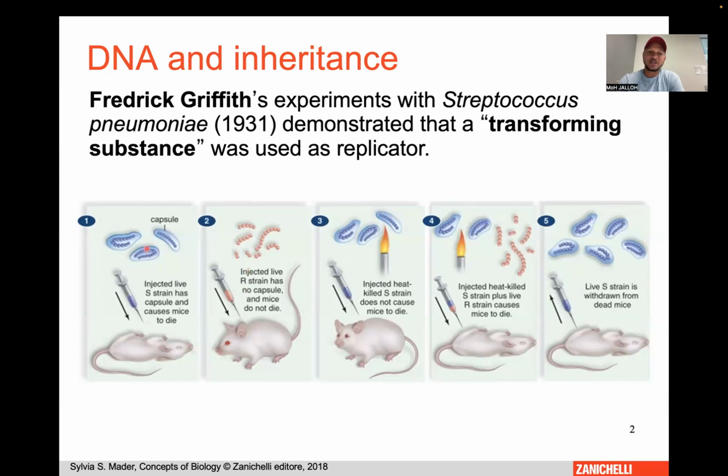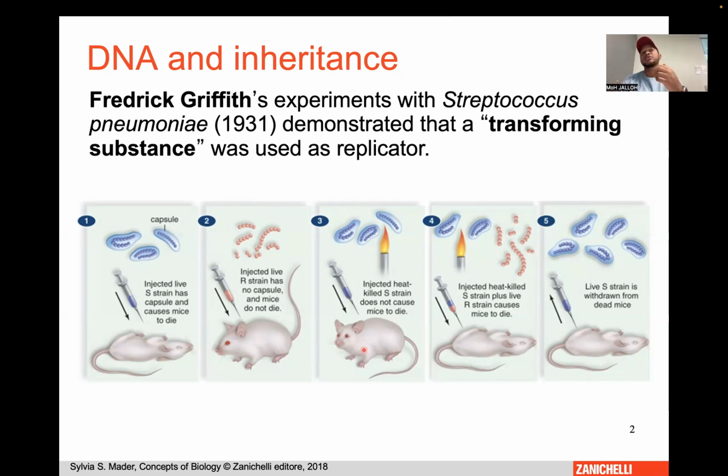So what they did was they collected the smooth strain here, this blue or purple one, and heat killed it. In microbiology labs, you usually find people heat killing things, right? They call it sterilization, killing by heat. So they heat killed it. After heat killing it, they injected the mice with it.